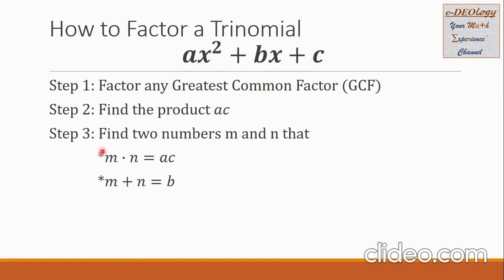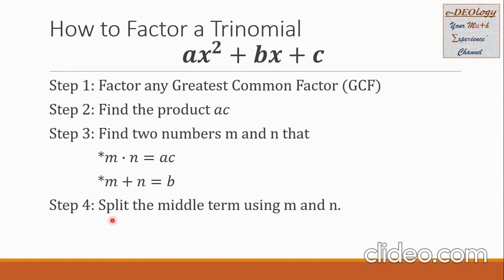Step 3, we're going to find two numbers, m and n, such that if we multiply the m and n, this is equal to the AC. This AC is coming from step 2. Also, if we add the m and n, it is m plus n, it must be equal to the b. And this b is the coefficient of the x in the middle term of the trinomial.